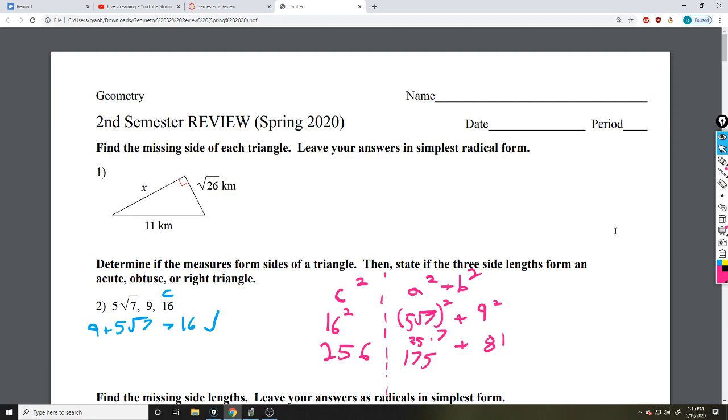So 175 plus 81, that's 256. Hey, they're equal. So that means I have a right triangle, because c squared is equal to a squared plus b squared. If c squared were less, then it would be acute. If c squared were bigger, then it would be obtuse.